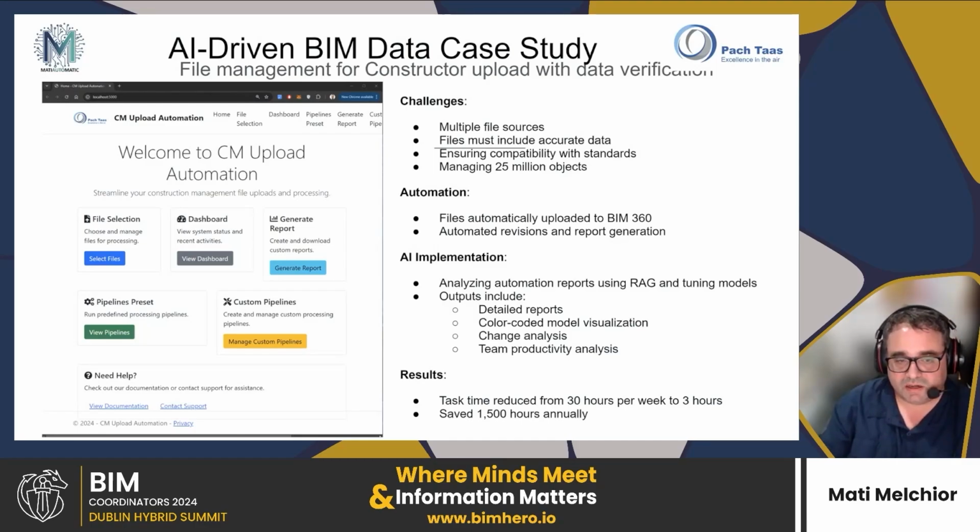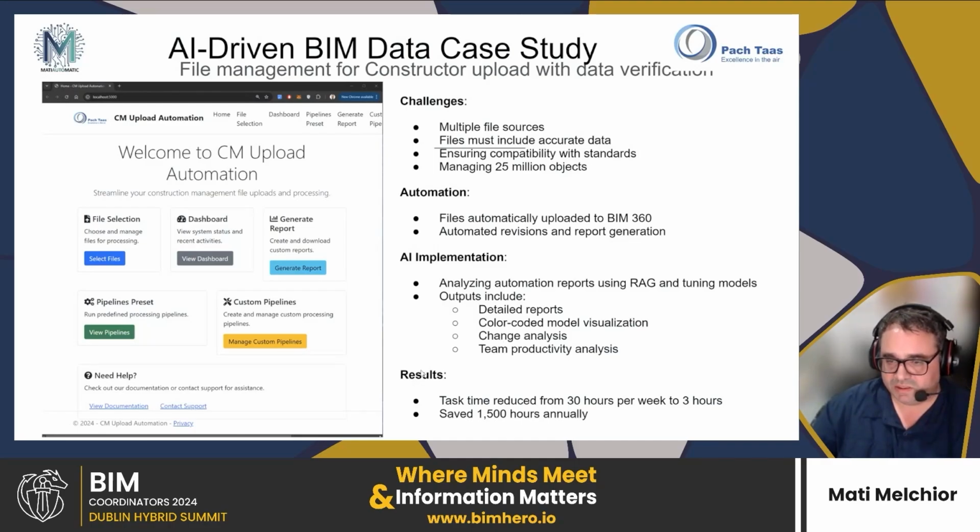So what we are doing right now is building, you can see on the left, some of the screens that are in development. We do automation so that files from one side are uploaded to BIM 360 automatically. And from the other side, we check the data that is inside. We check that the parameters are well defined. We check that the parameter exists. And in this way, we ensure that the files are matched and can be uploaded to our client.